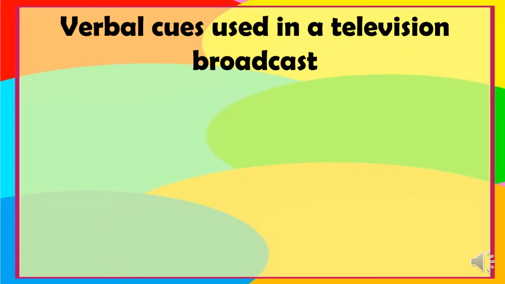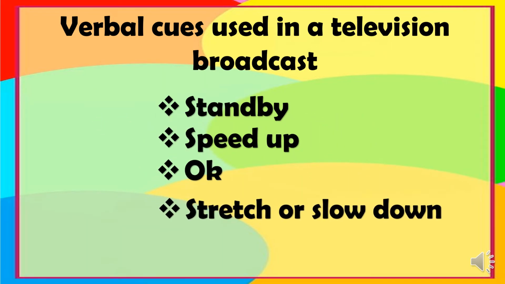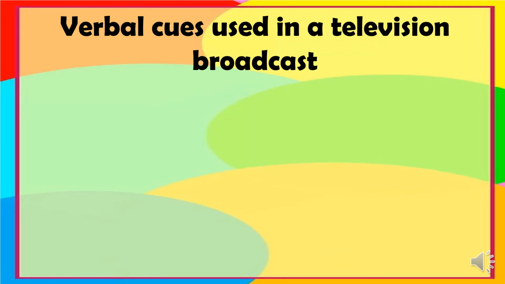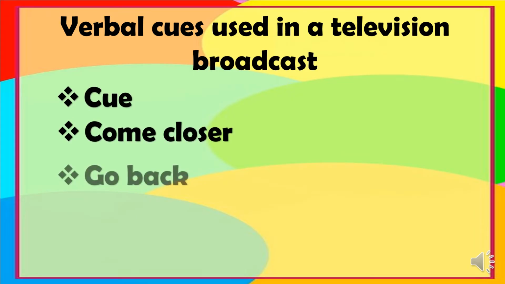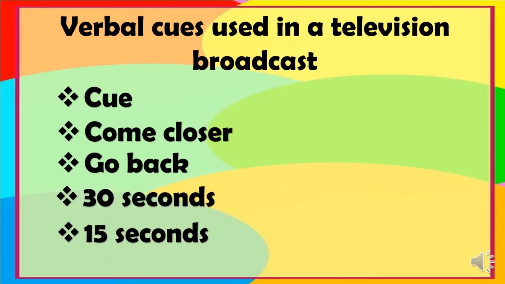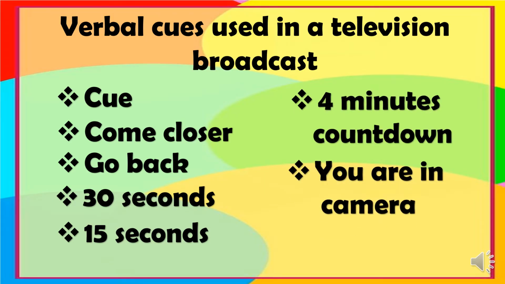Here are some of the verbal cues used in a television broadcast. We have standby, speed up, okay, stretch or slow down, and keep talking on time. We have also cue, come closer, go back, 30 seconds, 15 seconds, 4 minutes countdown, and you are in a camera, and cut.